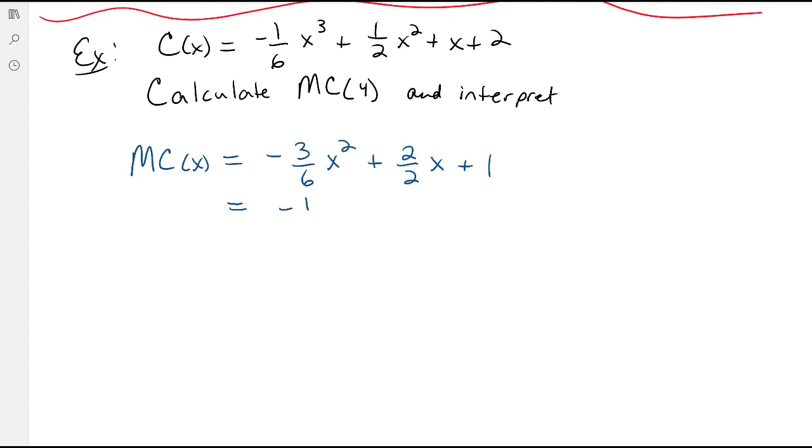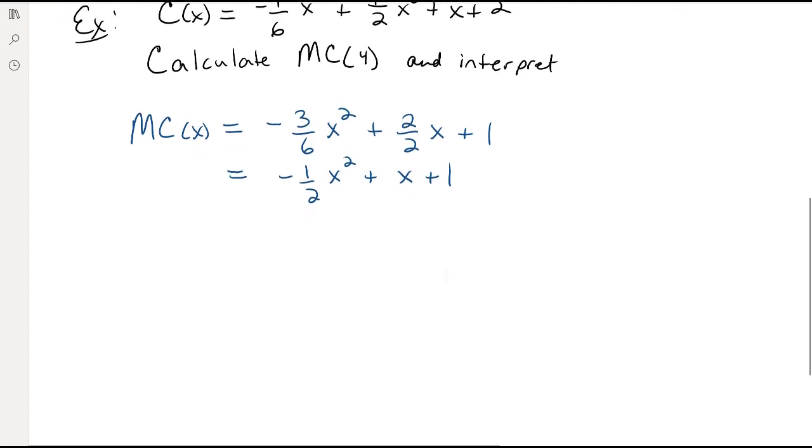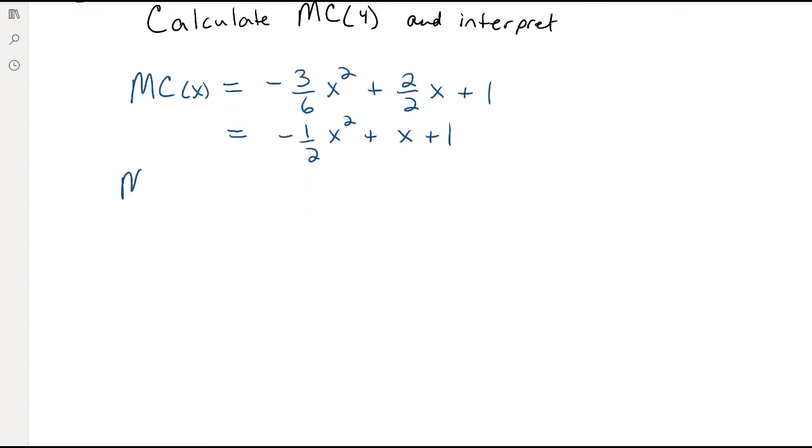Let's clean this up. This is negative 1/2 x squared plus 1x plus 1. That is our marginal cost function. Once again, where I'm getting these fractions from, I'm just pulling out the powers and multiplying them by the fractions. Now to figure out the marginal cost of 4 units, we simply plug in 4 for x. So this will be negative 1/2 times 4 squared plus 4 plus 1.